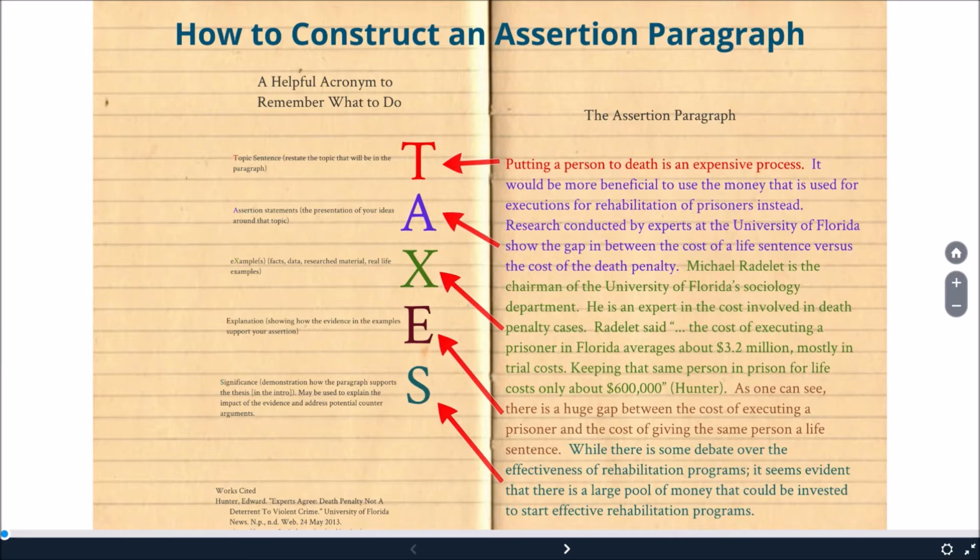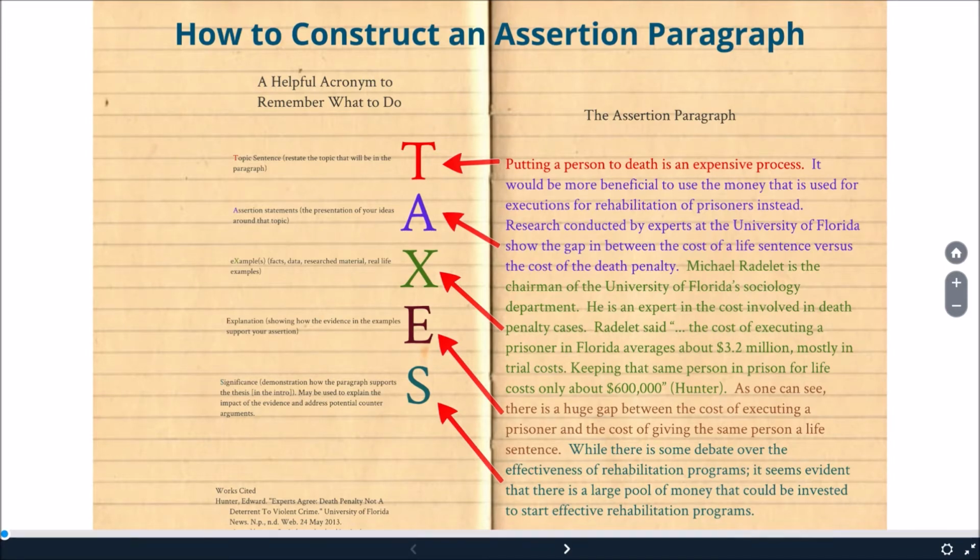This is the layout of each paragraph, so you have things in the right order, that they make sense, and so on. And how that works is you have this acronym called TAXES and you follow it in that order and put your information in that order. And what ends up happening is you have a cohesive paragraph that makes sense.